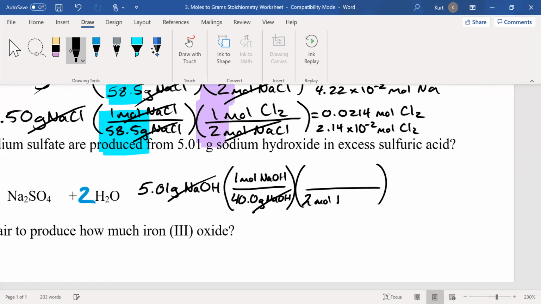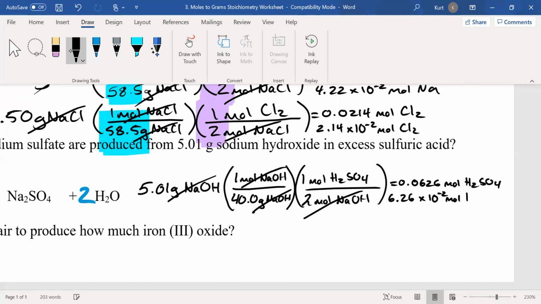2 moles of NaOH on the bottom, 1 mole of H2SO4 on top. Moles of sodium hydroxide cancel out. Your answer will now be measured in moles of sulfuric acid. So you'll do 5.01 divided by 40 divided by 2, and that should get you 0.0626 moles of sulfuric acid, which you can also write as 6.26 times 10 to the negative second moles of sulfuric acid. Any questions on that?